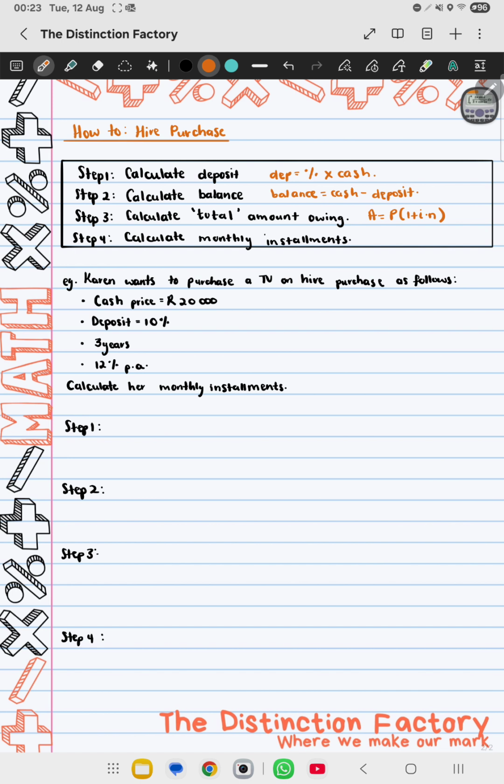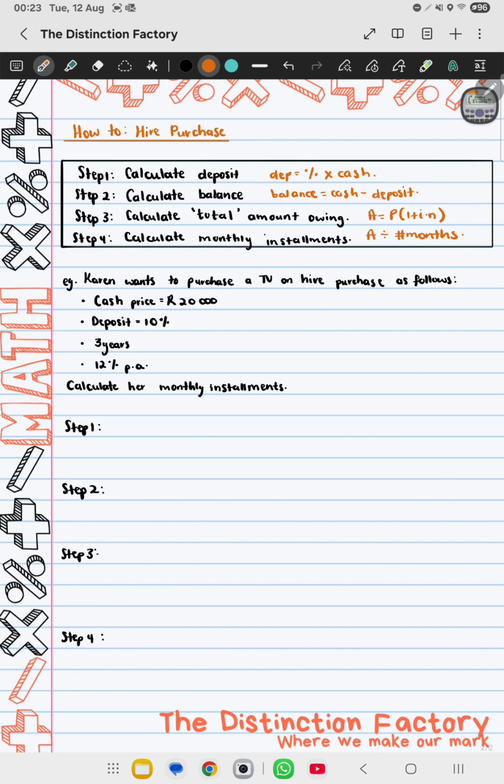Then step 4 says calculate your monthly installments. To get your monthly installments, you're taking your total amount owing, which is this A value, and splitting it up over how many months you agreed to pay. So you're taking your A value and dividing it by the number of months.